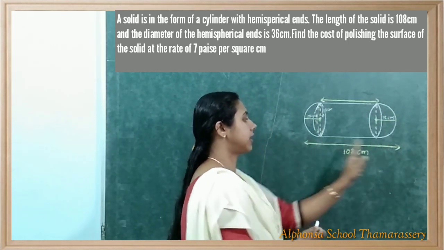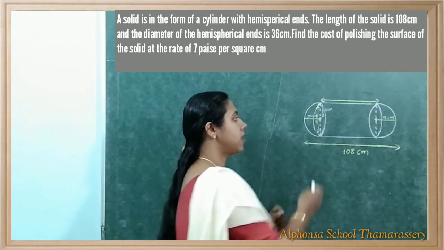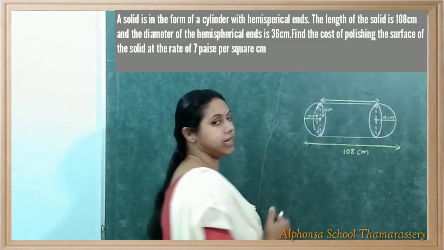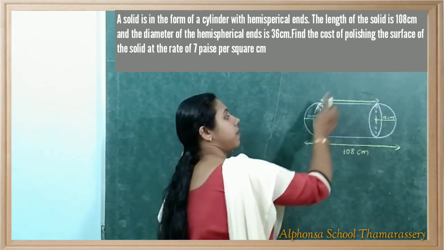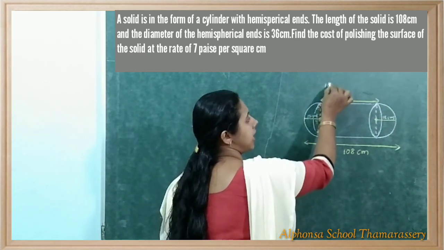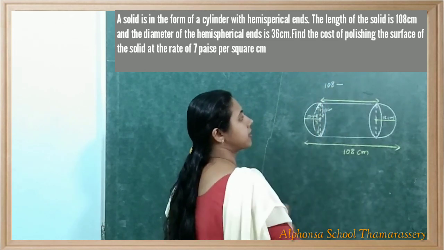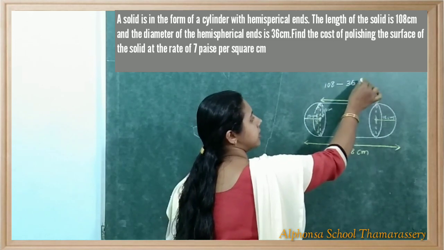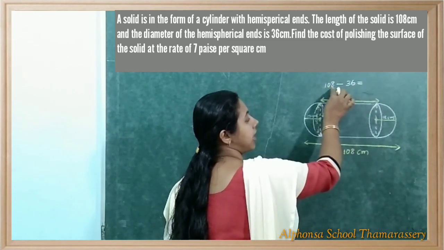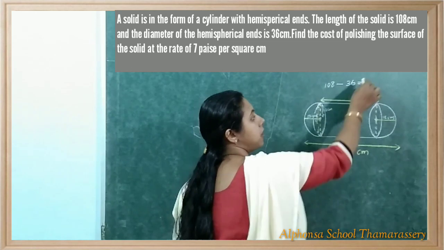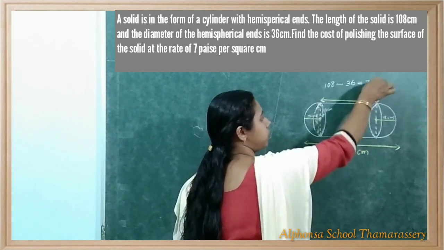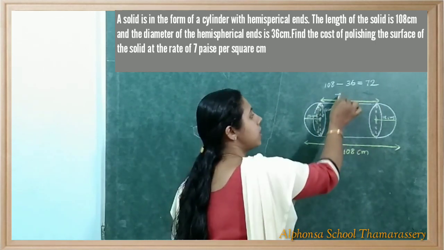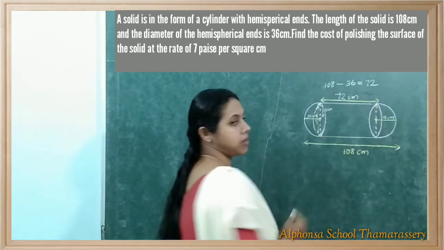So total length is 108 centimeter minus 18 centimeter minus 18 centimeter. That is, we want to subtract 108 minus 18 minus 18, that is 36. So 108 minus 36 is equal to 72. So the length or height of the cylinder is equal to 72 centimeter.